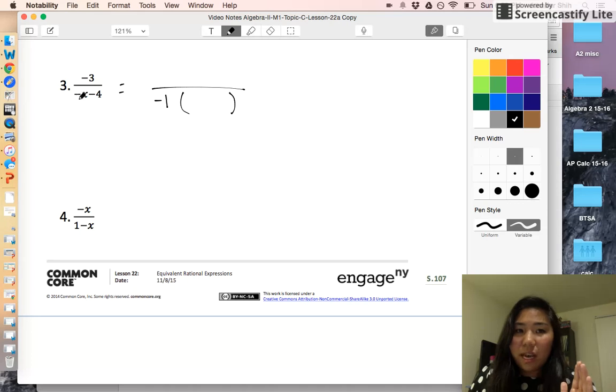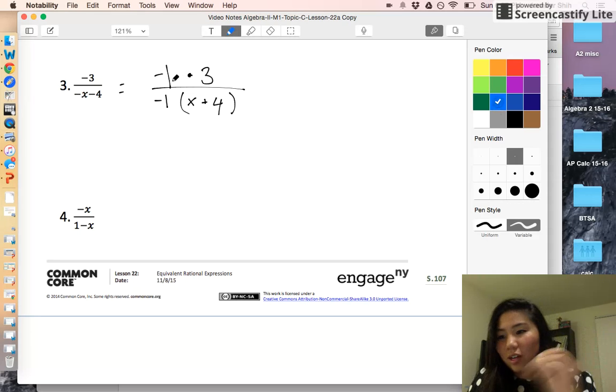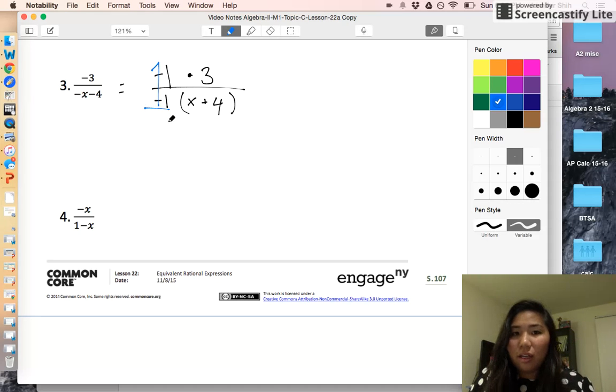So if I had to reverse distribute, and I took a negative 1 out of negative x, I would be left with positive x. Same thing. If I took a negative 1 out of negative 4, I'm left with a positive 4. With negative 3, if I take a negative 1 out of negative 3, I'm left with a positive 3. These are factors. Because negative 1 is a factor of negative 3, then I can simplify negative 1 over negative 1, and I'm left with an equivalent expression of 3 over x plus 4.